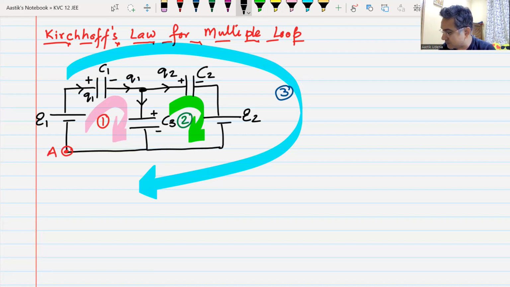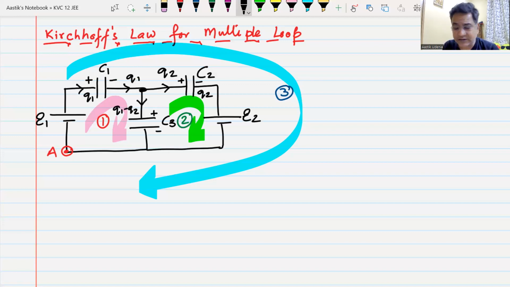So it is going above our head saying bye-bye. Understood, sir. So charge on this capacitor will be Q2, and charge on this capacitor will be Q1 minus Q2. Now we have distributed all the charges.